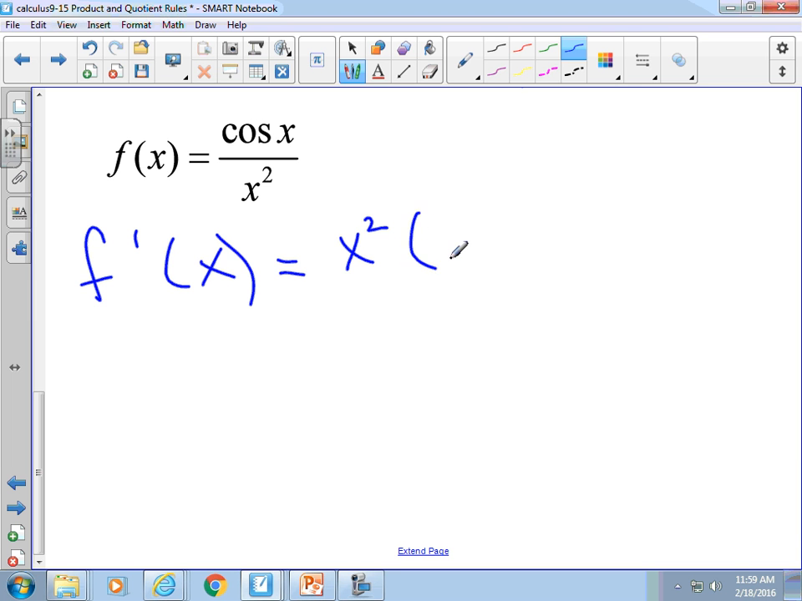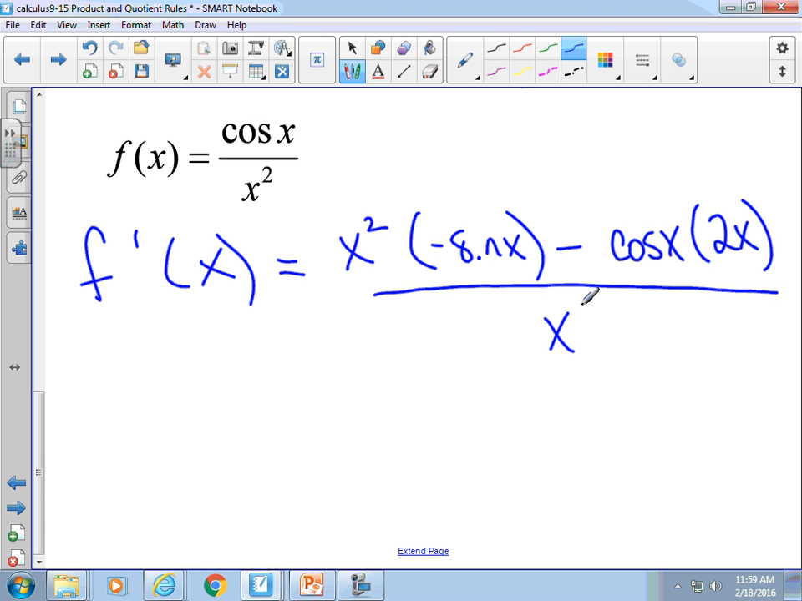Low, D high, what's the derivative of cosine of x? Minus high D low over low squared.